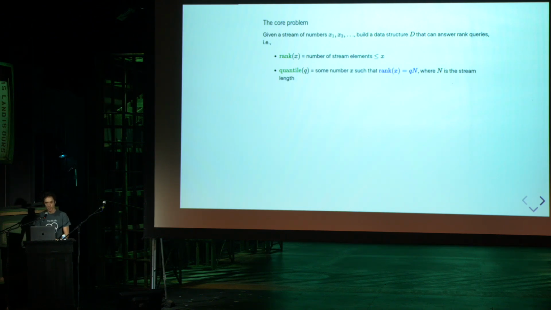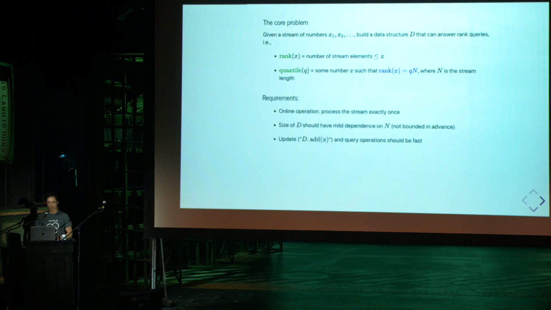A related quantity is the quantile of the stream. Here q is a number between 0 and 1, and this just asks for some number whose rank is exactly q times the stream length. So if q is equal to 0.5, then we're just talking about the median.